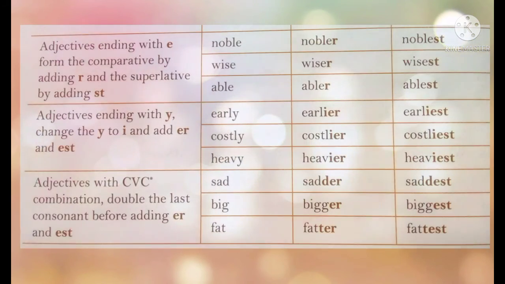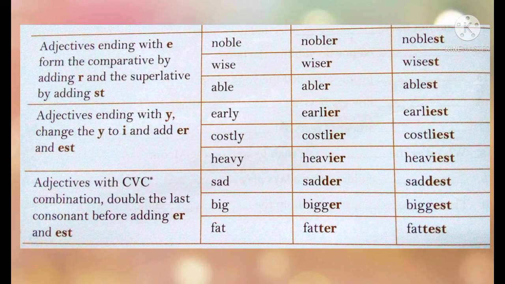Now children, adjectives ending with e form the comparative degree by adding r and the superlative degree by adding st. For example, wise, and if we'll add r, it will become wiser as comparative degree, and if we add st, it will become wisest, that is the superlative degree.